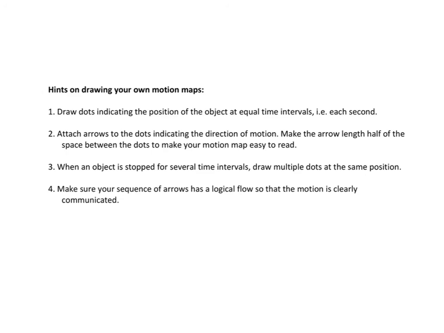If an object stops, you want to draw multiple dots. You don't want to condense 3 seconds of stopped motion into one dot. Otherwise, we lose all concept of time. So make sure you have a dot drawn for every second of time, even if an object isn't moving. And then make sure your sequence of arrows has a logical flow, so motion's clearly communicated. In essence, make sure they're pointing to the left if it's going to the left, to the right if the object's going to the right, and try not to bump them into each other.